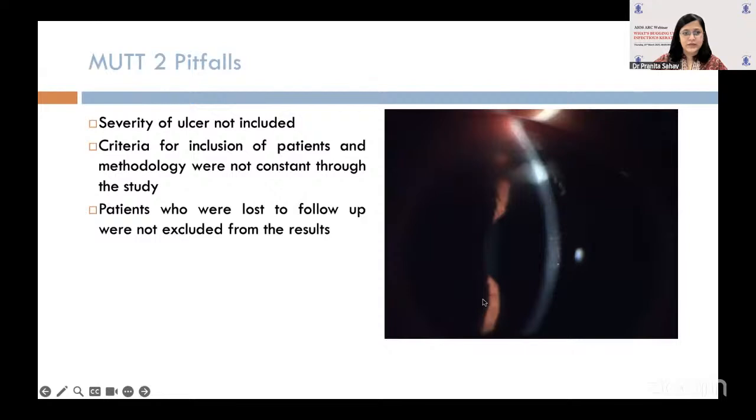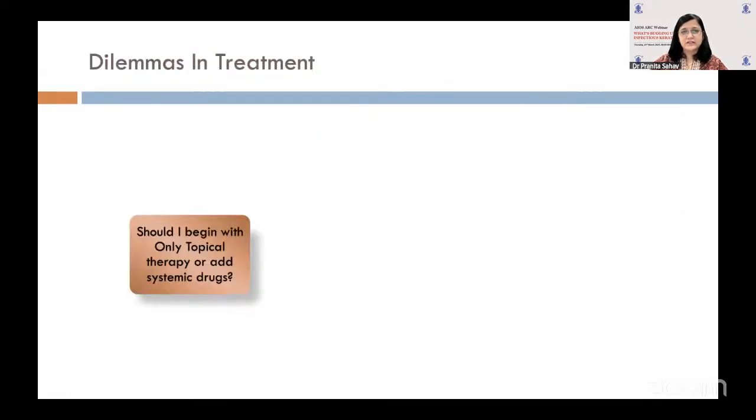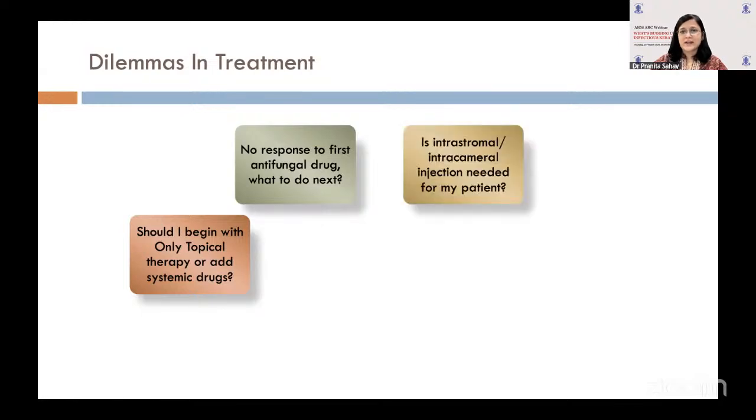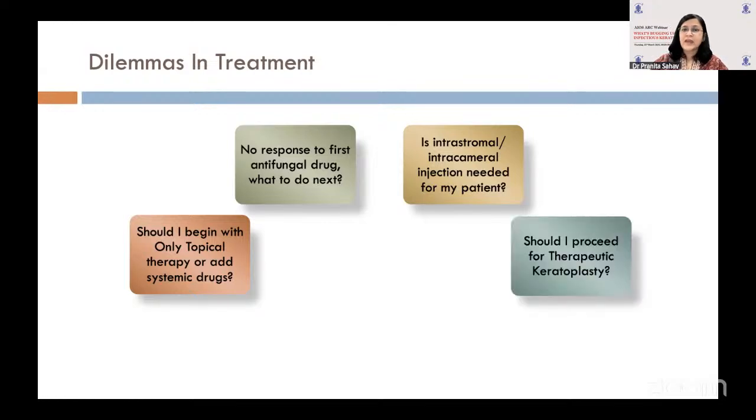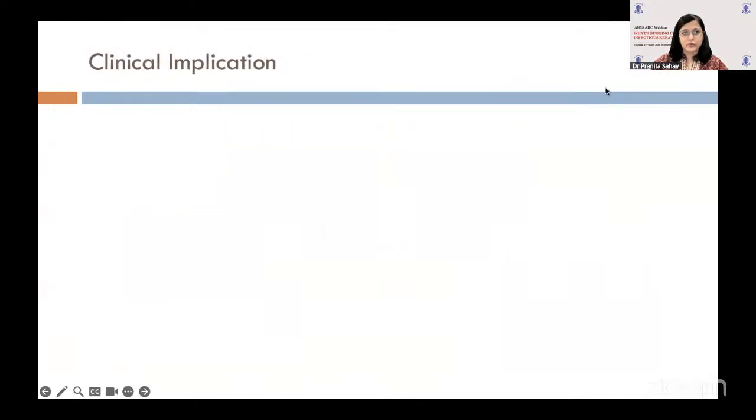So there are a lot of dilemmas when we look at the results of MUT1 and MUT2: whether I should begin with only one drug, natamycin; when to add voriconazole; whether adding voriconazole has no role; then what to do when natamycin is not working, because oral voriconazole has also been ruled out by MUT2; and when to give intrastromal and intracameral injection, and when is it indicated in my patient. So this is what was all assessed in the TST protocol.